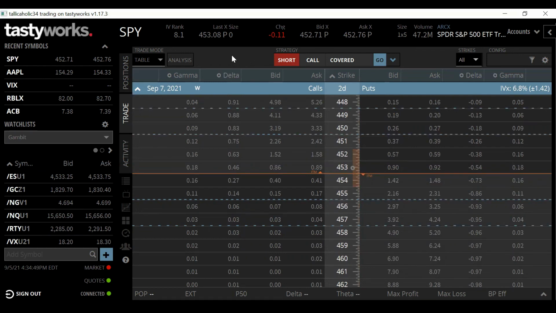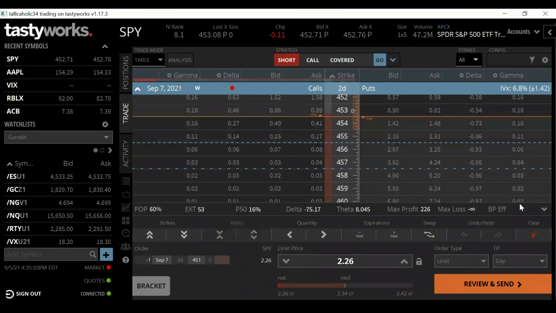So again, basically, overview: it all comes down to your risk profile, and it all has to do with your time, your gamma, the volatility, and again, your risk and your reward.